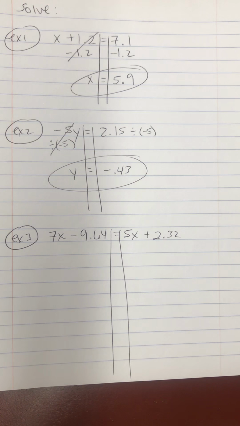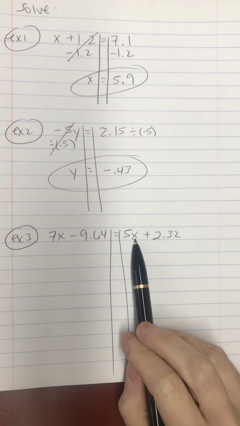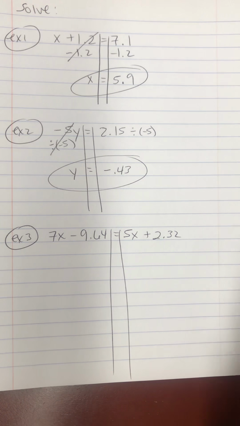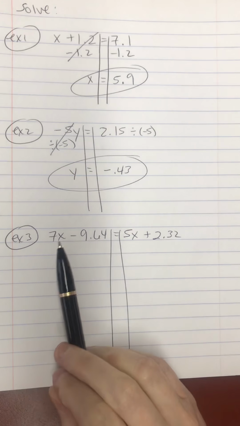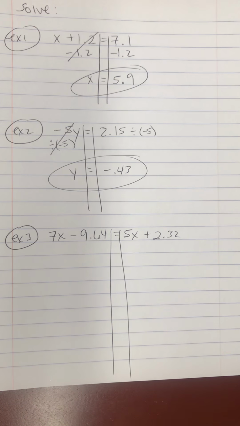So here's example 3, 7x minus 9.64 equals 5x plus 2.32. All right, now in this one, it kind of looks like you could combine like terms, but you can't. You have an x here and no x here. And on this side, you have an x here and no x here. So there's no like terms on any one side of the equal sign. There's also no distributive property, but there is a little something happening here. You got an x here, you got an x here. This time we do have variables on each side of the equal sign.